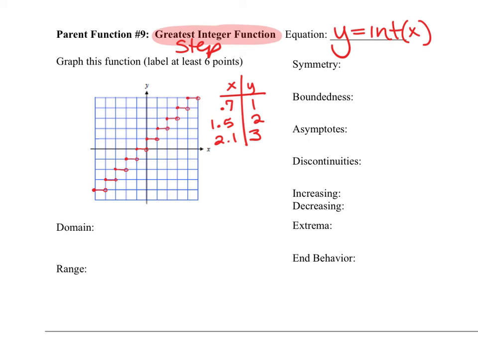So the domain here is actually all real numbers. There's no point along the x-axis we can't include. But the range is not really quantifiable in interval notation because you'd write like a bajillion and a half intervals. So what we would say is we would just say all integers.